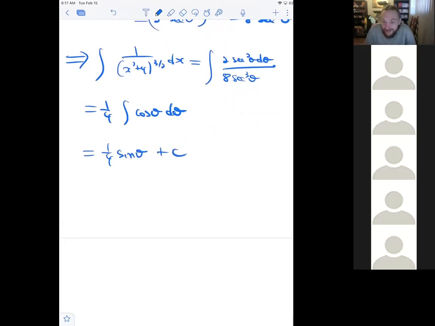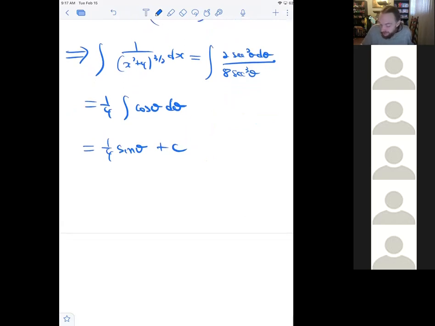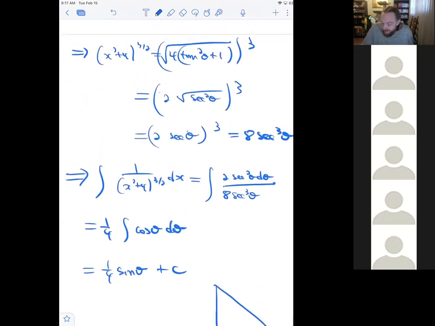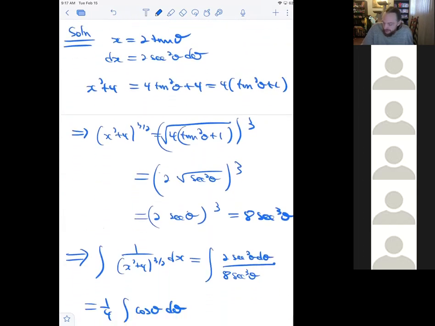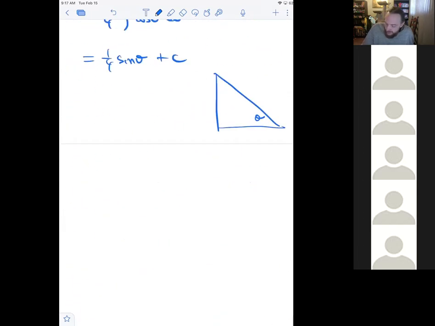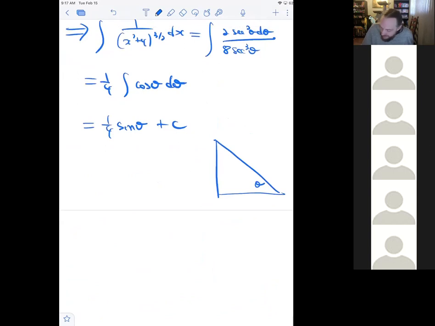Now, how do we find sine theta is the question everybody forgets. It told us something though. We have 2 tan theta is equal to x, or tan theta is equal to x over 2, which is opposite over adjacent. So this is x over 2, if I have an angle there.